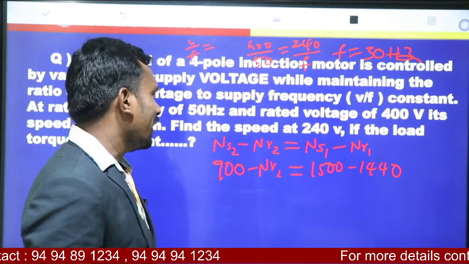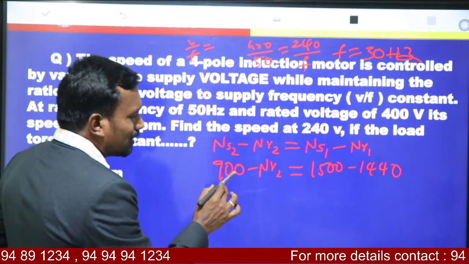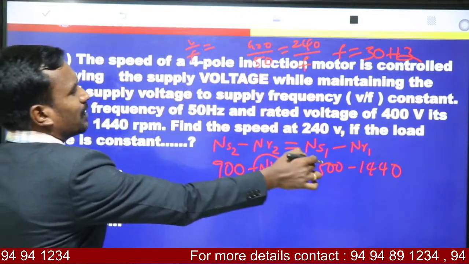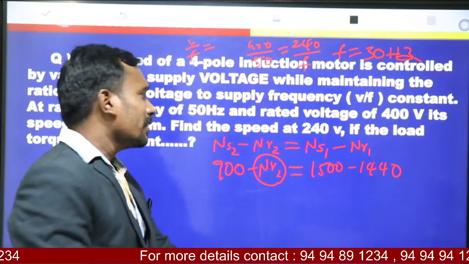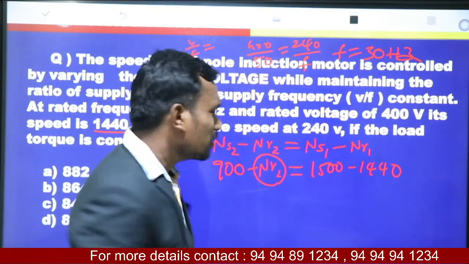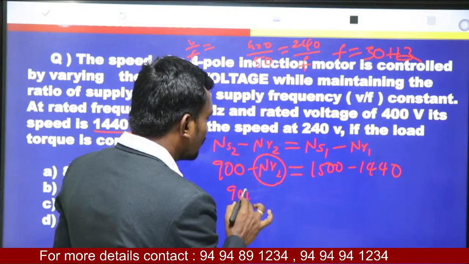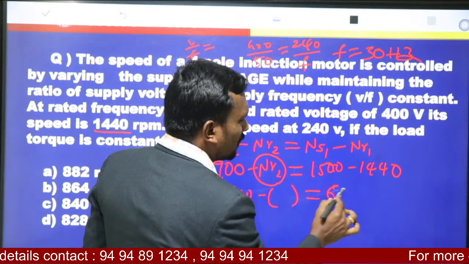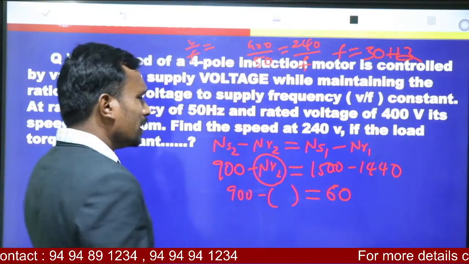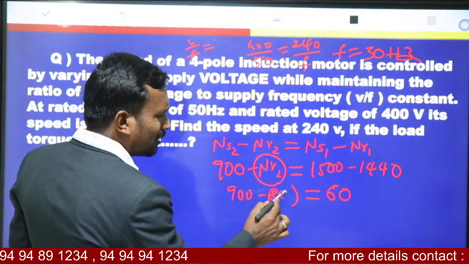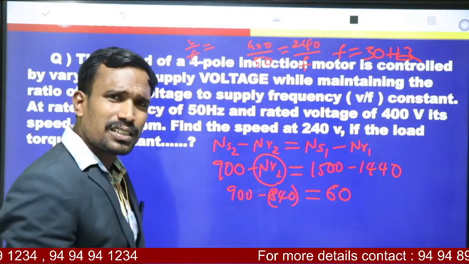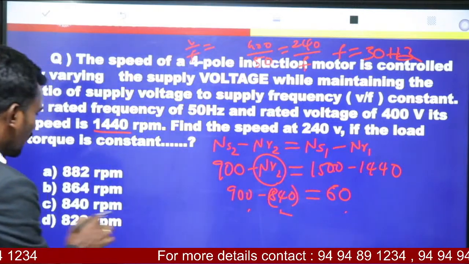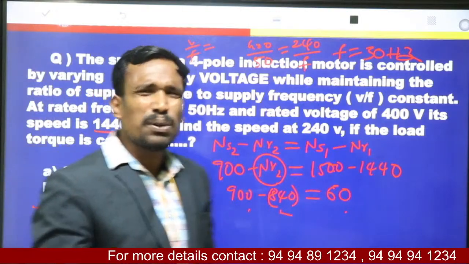Now tell me what is the answer. Here 900 minus NR2 is equal to 1500 minus 1440, because the slip speeds are constant. So 900 minus NR2 is 60 RPM. If NR2 is 840 RPM, then 900 minus 840 is equal to 60. So 840 is our answer. Very simple question actually.